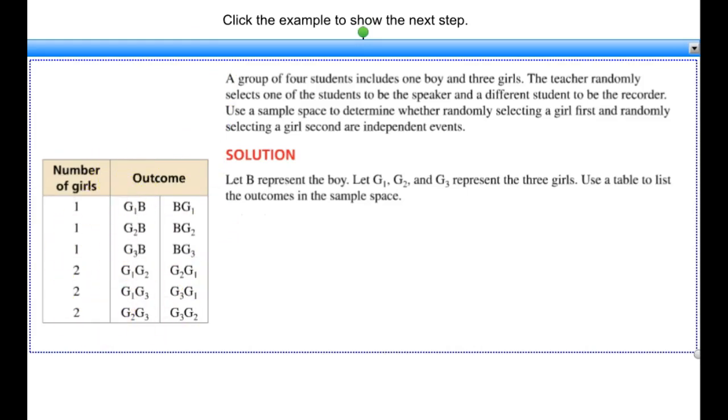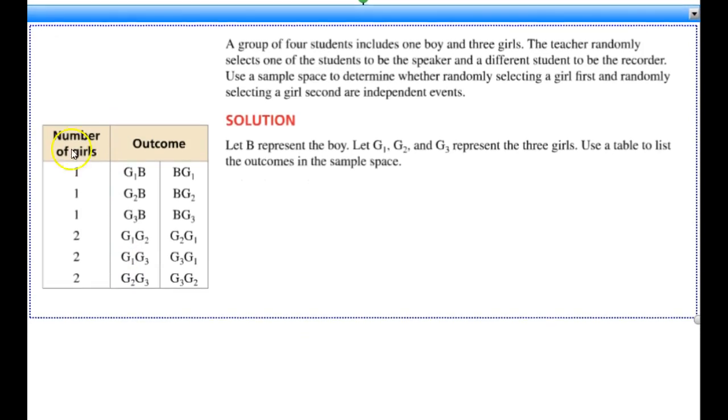Okay, so there's a possibility that I can have 1 girl. There's a possibility I can have 2 girls, right? Because there's 2 different events. There's going to be a recorder and there's going to be a speaker.